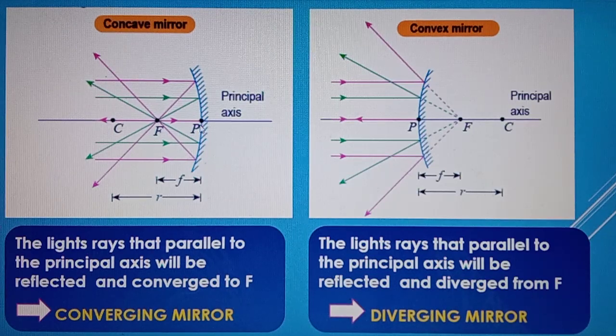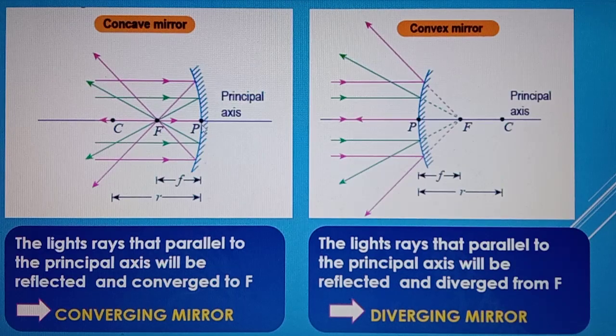Just now I mentioned P, the center of the mirror. F is the focal point. C actually is the center of the sphere, because this concave mirror is actually one small part of a spherical mirror that we cut out. So this is the center of that sphere, and now it becomes the center of curvature of the concave mirror here.